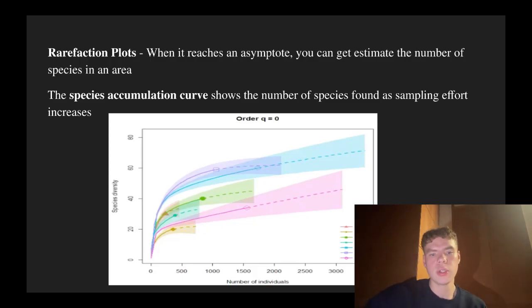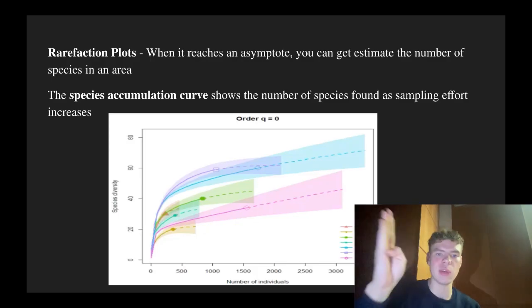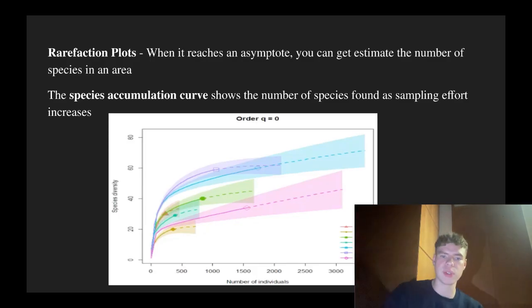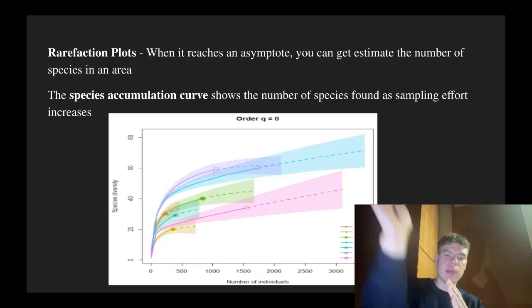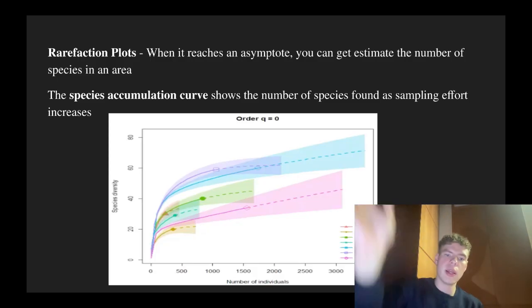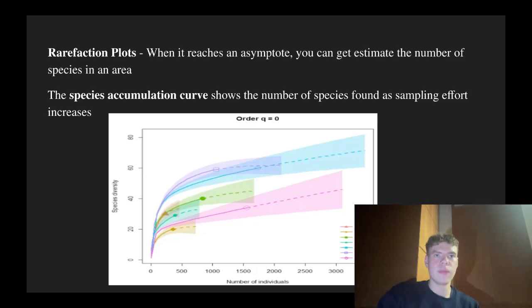But let's say I sample an environment 1,000 times. And every time I sample it, I keep discovering more and more and more species. So if I was looking at a graph, the X value would be amount of times sampled, Y value would be species found. So if that number keeps going up like linear, that means that it's a very diverse environment because every time I'm increasing my sampling effort, I keep finding more and more things.